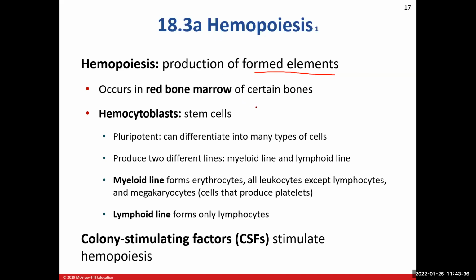So this occurs in the red bone marrow, and we're going to start off with the cell line called the hemocytoblast. Those are the stem cells, and this is an important term. When you see the term pluripotent, these are the cells that can turn into almost any type of cell.